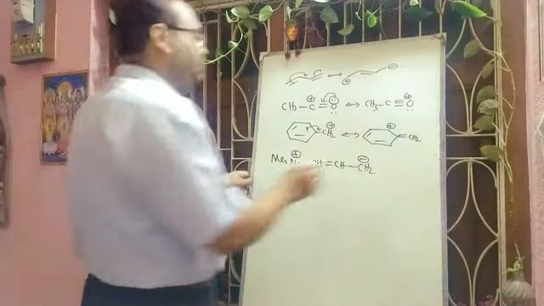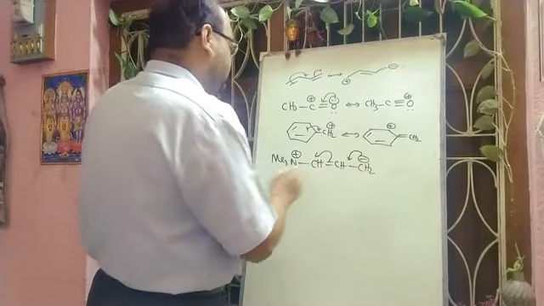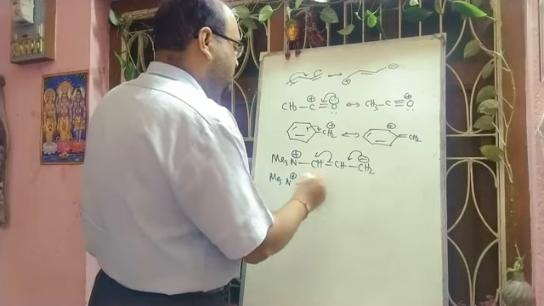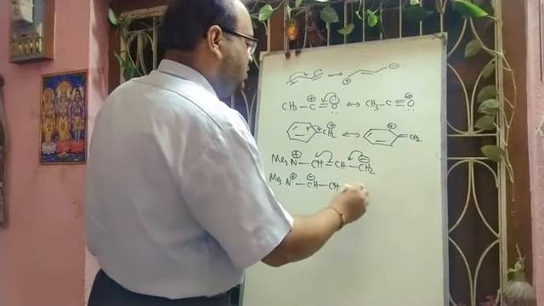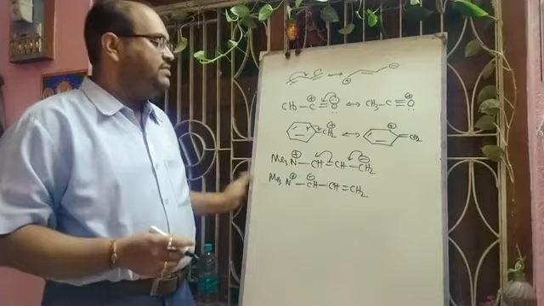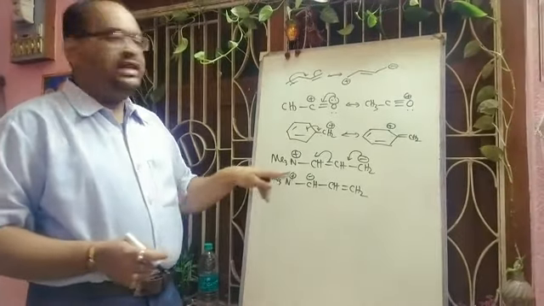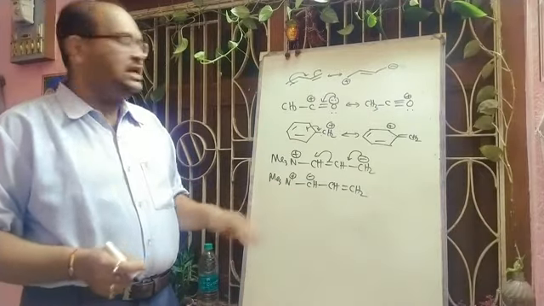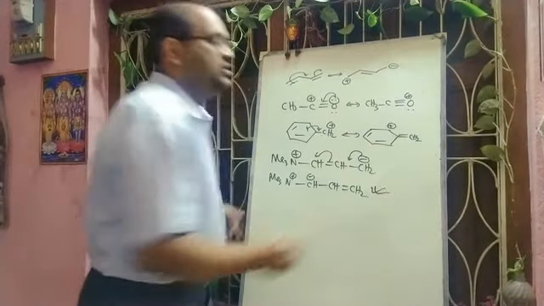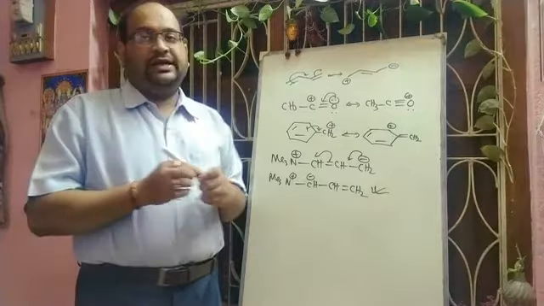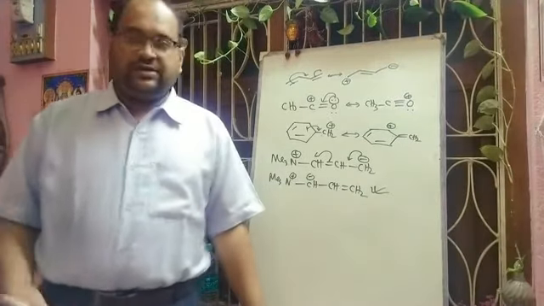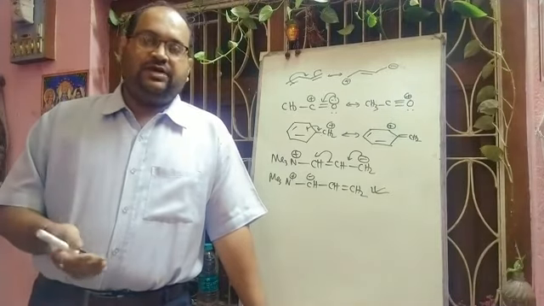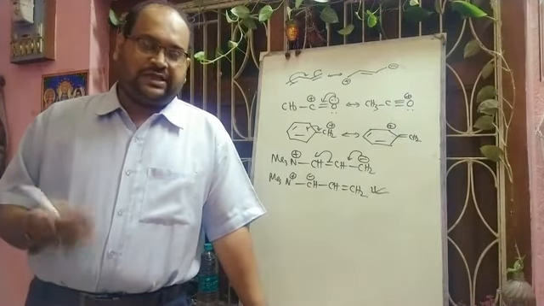But if we draw another resonance structure like this, Me3N+-CH minus-CH=CH2, here the dissimilar charges, plus and minus, are very close. So which one will be the major contributor, or more stable, towards the resonance hybrid? This one is the most stable. So in this way, we have completed the resonance rules and resonance discussion. You have to practice, and in the next class we will discuss hyperconjugation and other things.